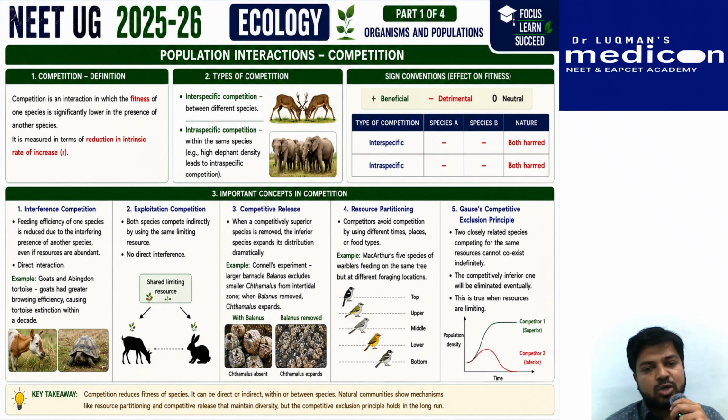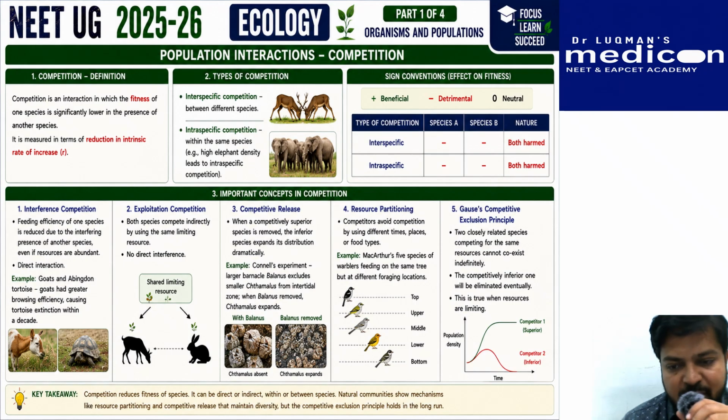Now comes resource partitioning. What do you mean by resource partitioning? The term itself is self-explanatory. There is a resource, and the species are going to partition it, they are going to divide it. For example, competitors avoid competition by using different times, places, or food types. Example, MacArthur's five species experiment. One more scientist's experiment we have studied here, that is Connell's. Here is MacArthur's five species.